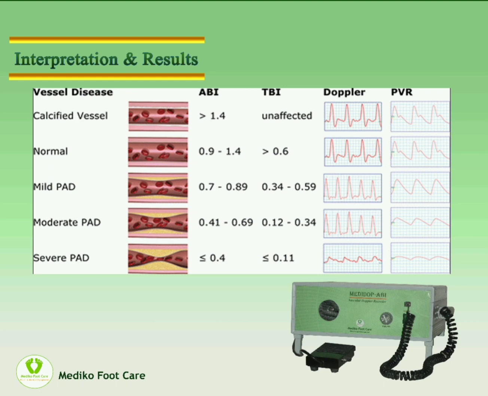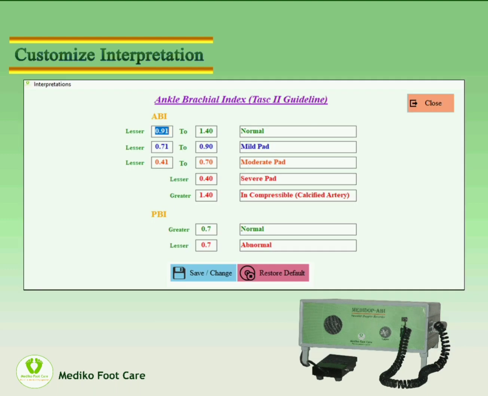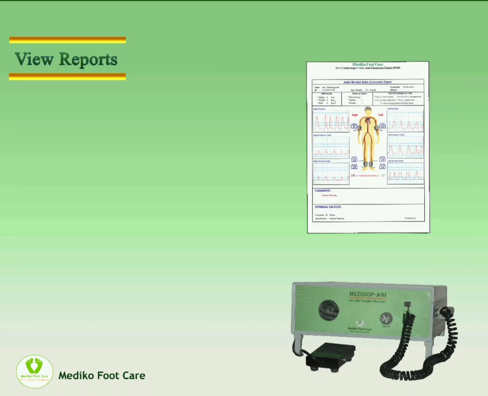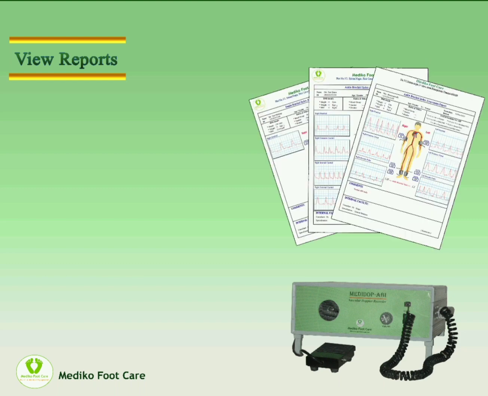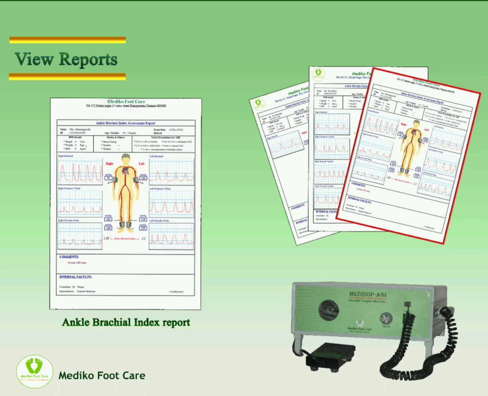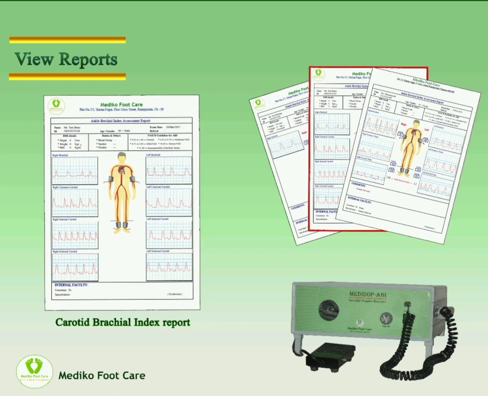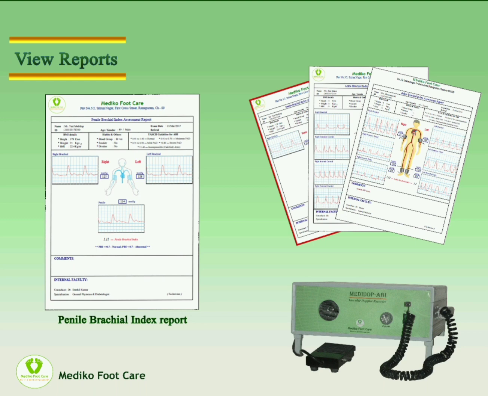Our Medidop ABI Vascular Doppler recorder works on the TASC 2 guidelines for ABI studies. We have a provision in our software system to easily customize the interpretation rules based upon your recent studies or research papers. According to these references, the final reports can be generated after you complete the screening with patients. Our Doppler can generate various types of A4 size report formats: Ankle Brachial Index Report, Carotid Brachial Index Report, and Penile Brachial Index Report.